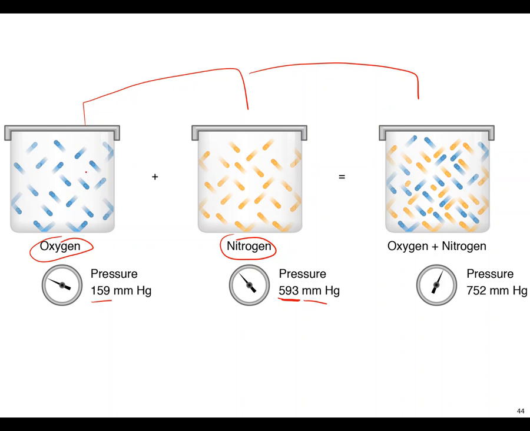If we were to take both of them and combine them into the same size container that they were originally in, basically all you're doing is taking the 159 and adding it here. And it gives you this value. So it's just additive. So we add the 2 gases together and they give you that new total pressure in the container.